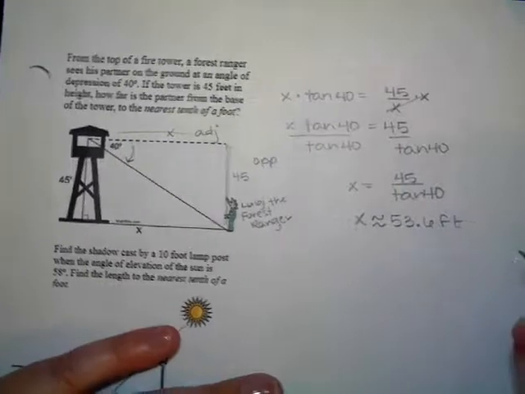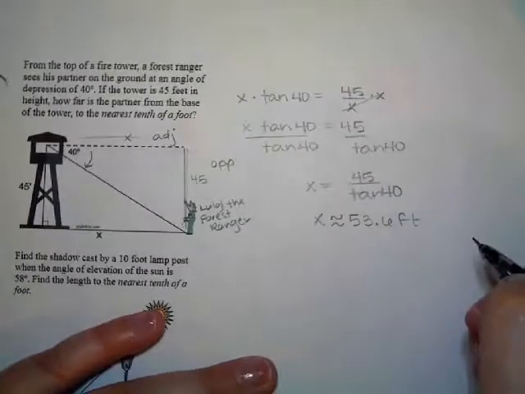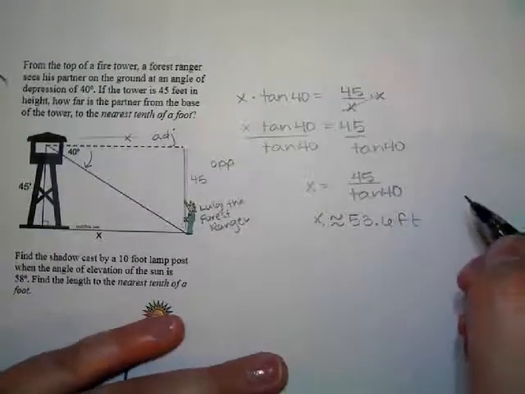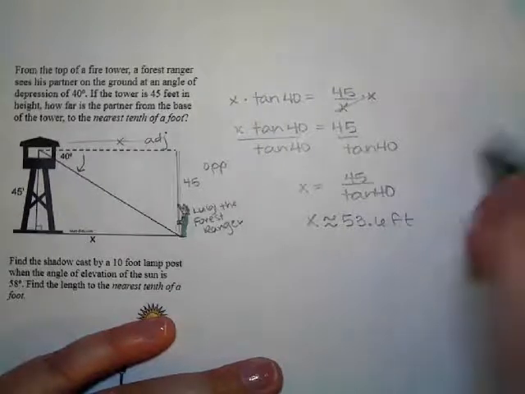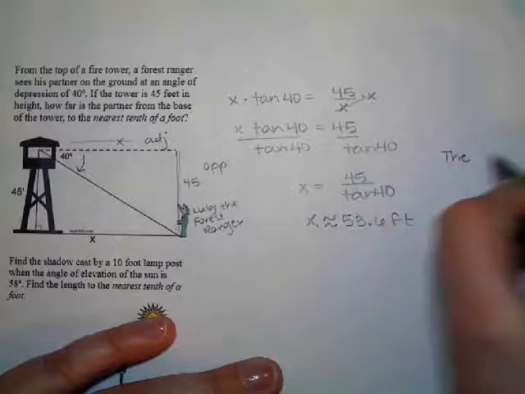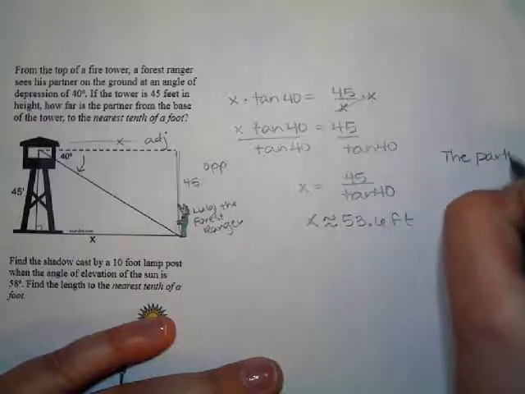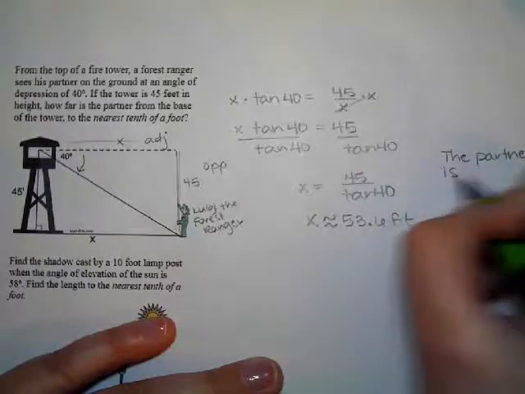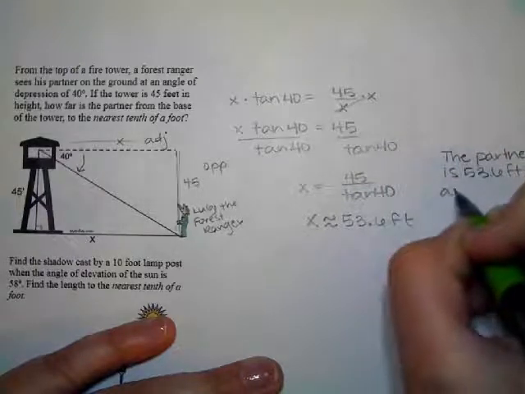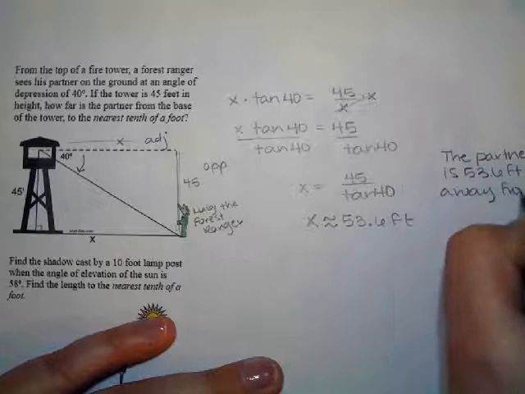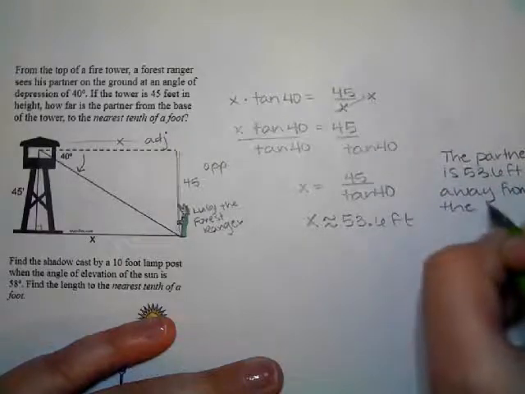So how should we answer the question? The partner is 53.6 feet away from the base of the tower.